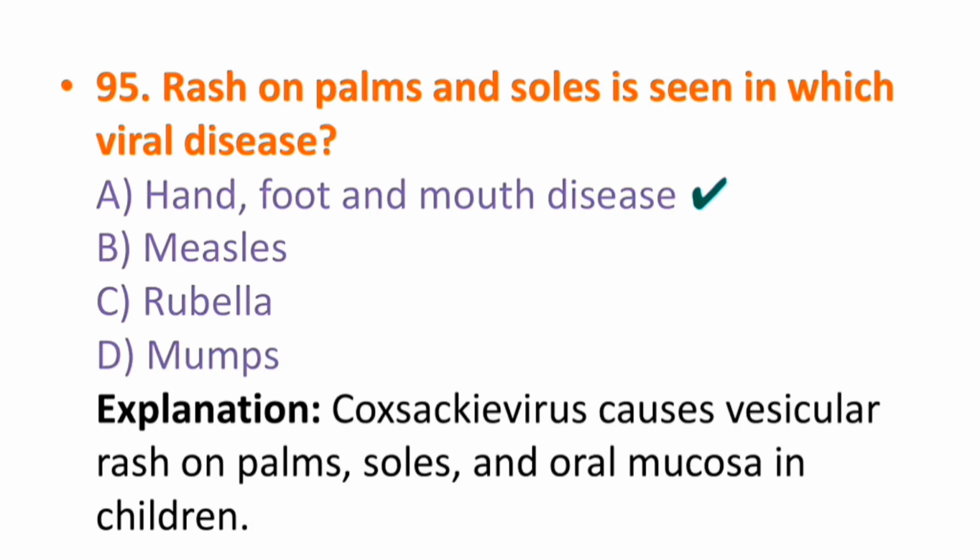Rash on palms and soles is seen in which viral disease? Option A, hand, foot and mouth disease; option B, measles; option C, rubella; option D, mumps. The correct answer is option A, hand, foot and mouth disease. Coxsackie virus causes a vesicular rash on palms, soles and oral mucosa in children.